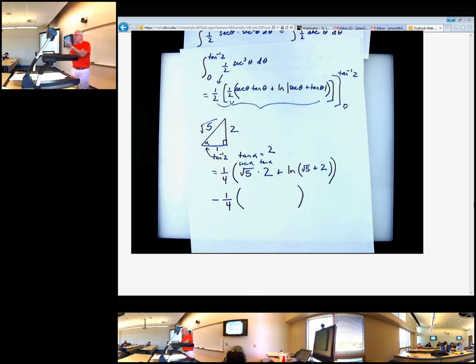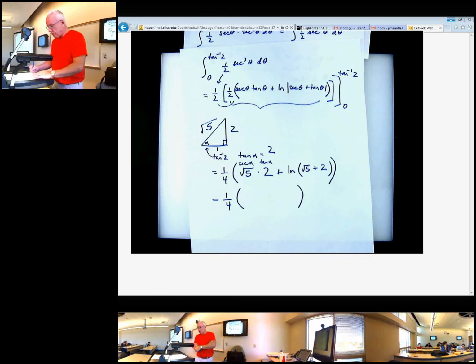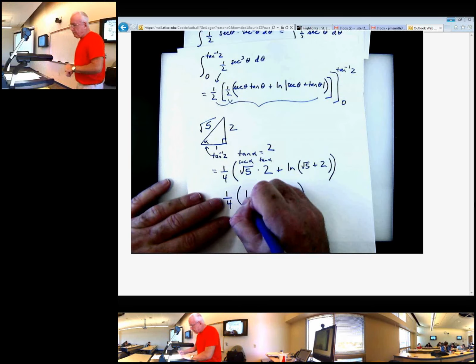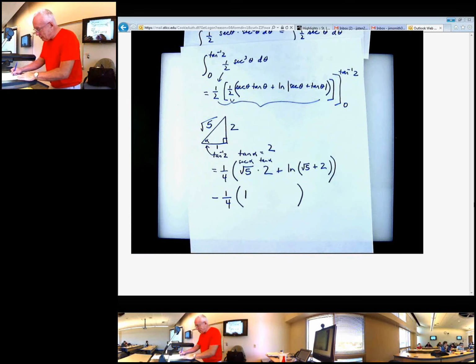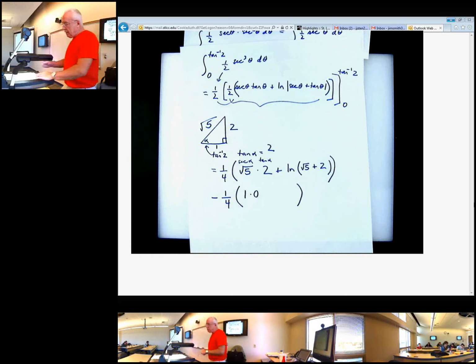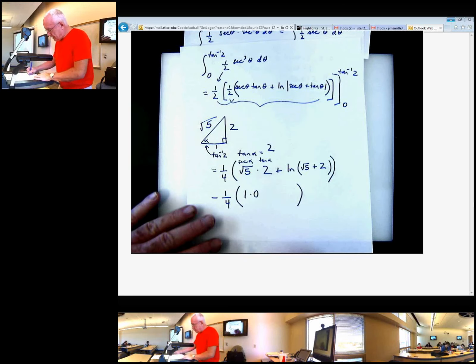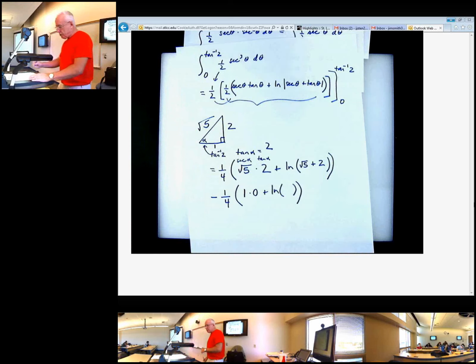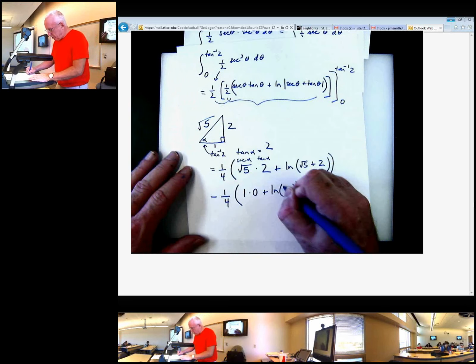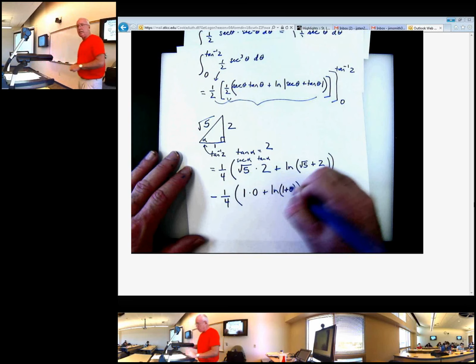Cosine of 0 is 1. Secant is just the reciprocal of that, so that's a 1. And the tangent of 0, however, is 0, so that kind of wipes the 1 out. And then we have the plus ln of the secant plus the tangent, so that's going to be 1 plus 0 inside the natural log.